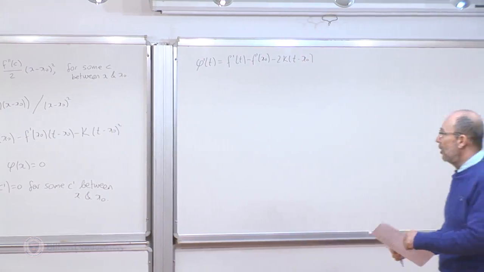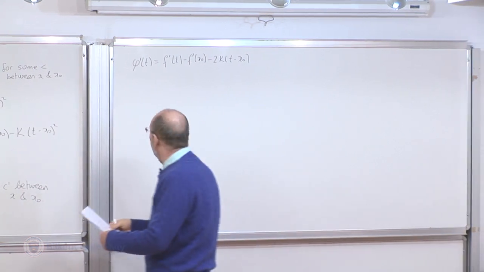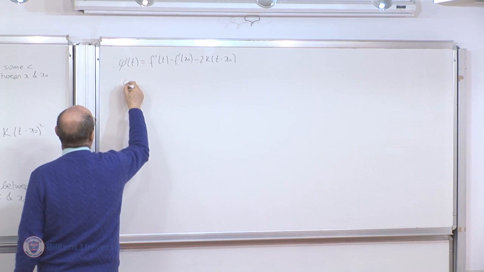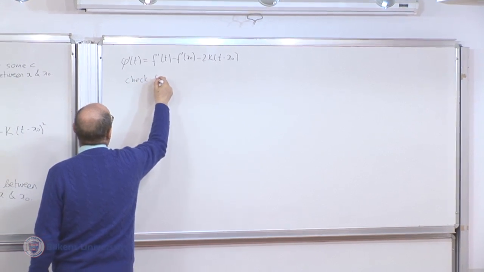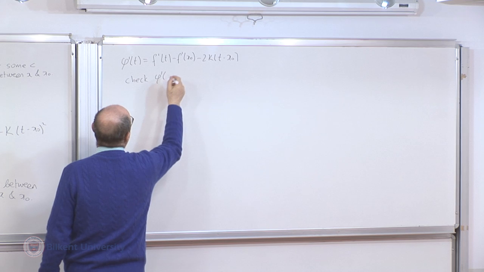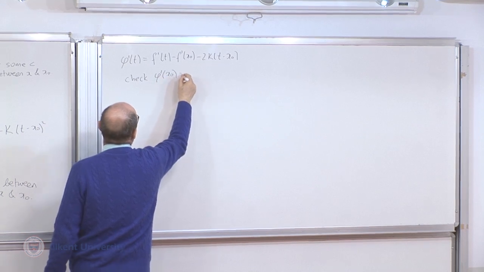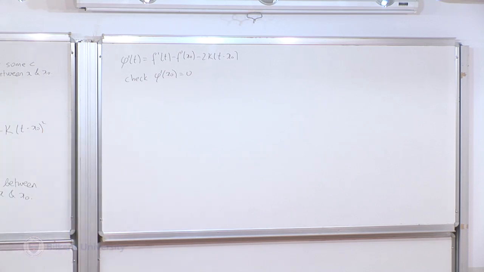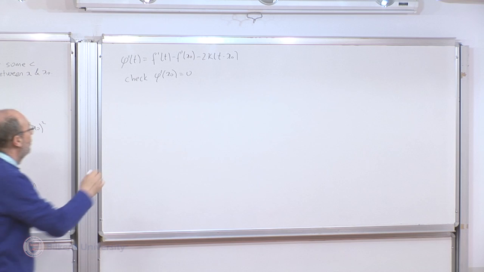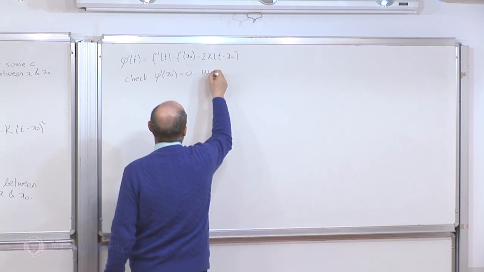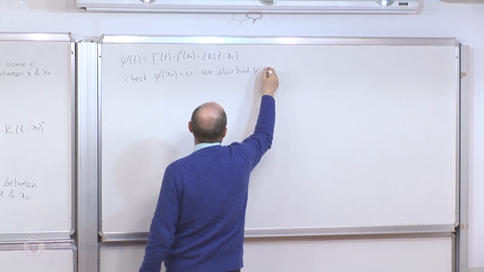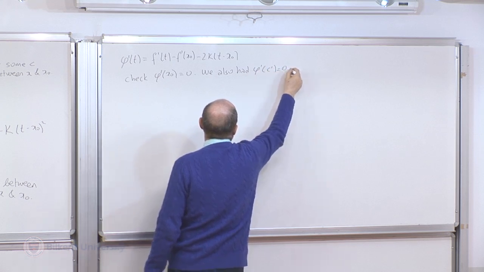Okay, so let's check. Now, from here, clearly we have to check also that phi prime of x sub 0 is 0. Because this and this cancel, this is 0. We also have this. We also had phi prime of c prime equals 0.